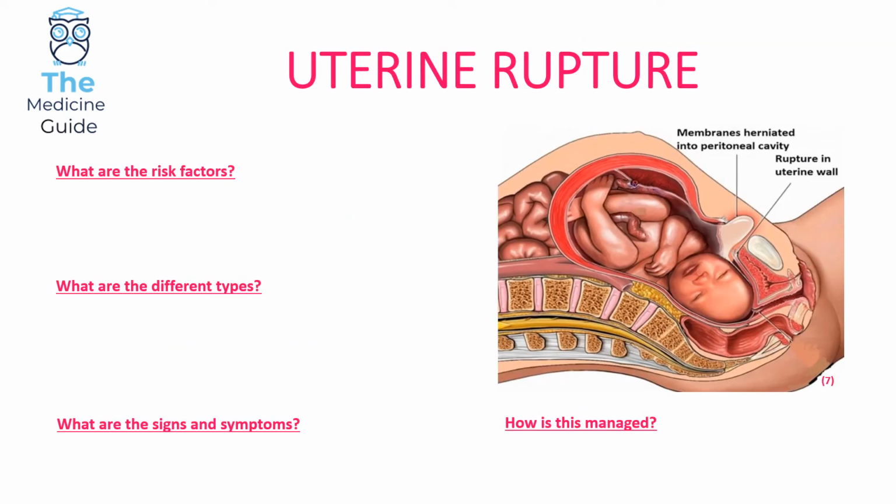So the next condition that we'll cover is a uterine rupture. A uterine rupture is a complication of labour where the myometrium, so that's the muscular layer of the uterus, ruptures.